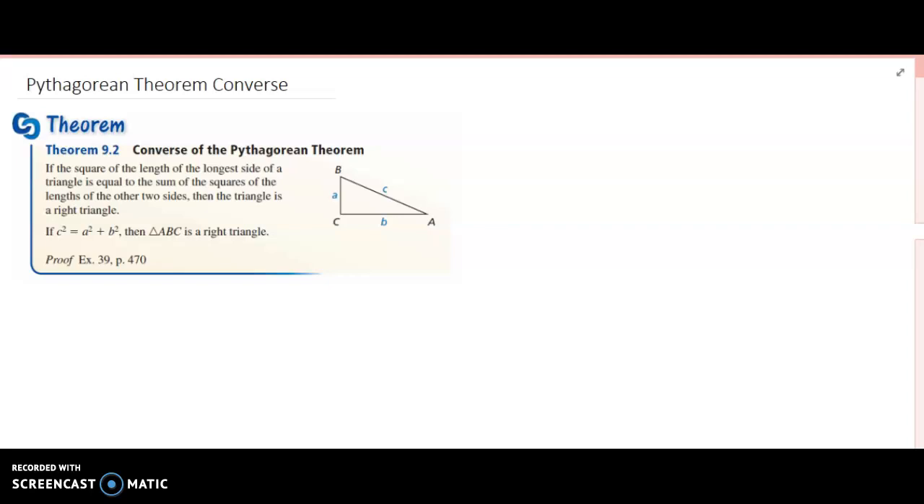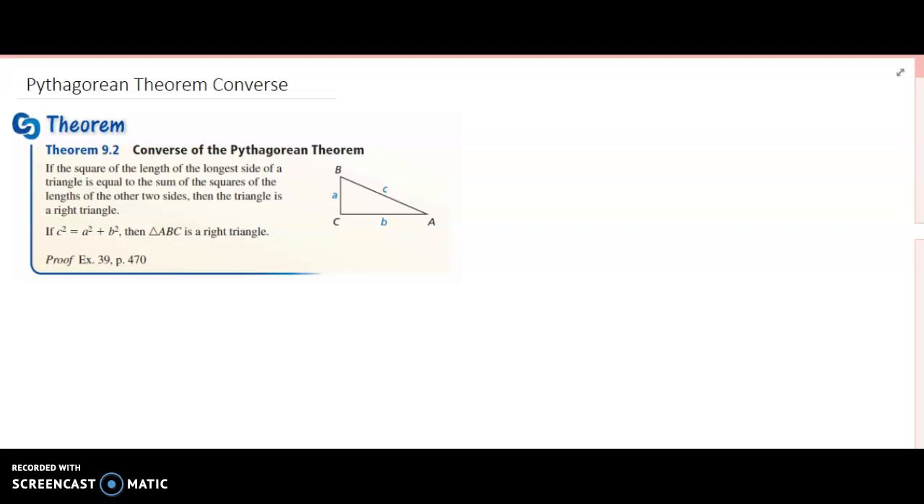All right, guys, this is the second part of 9.1. And it talks a lot about the Pythagorean converse and then how to know if an angle is obtuse, acute, or right. So the Pythagorean theorem converse is a thing.